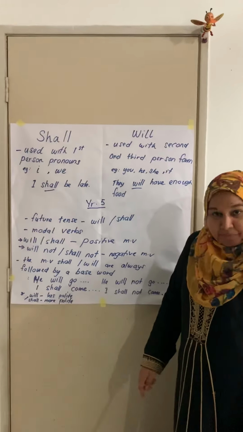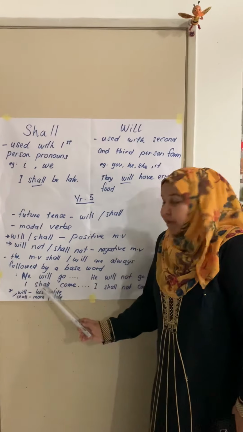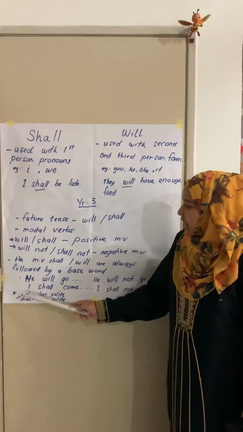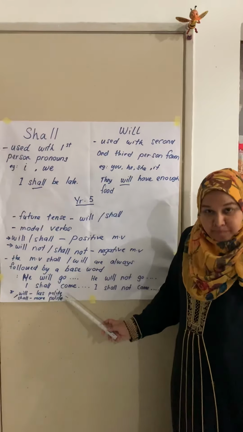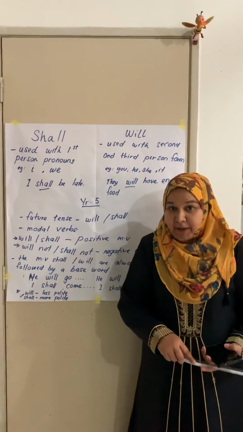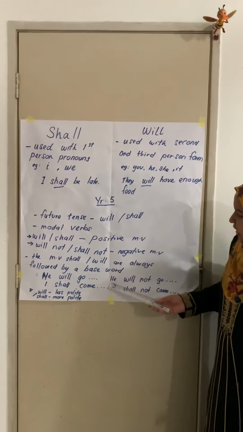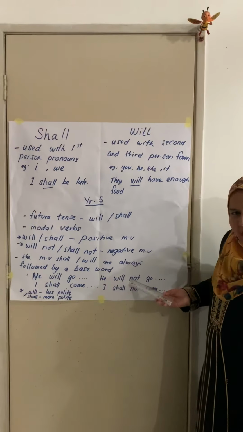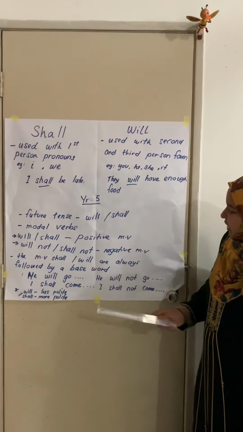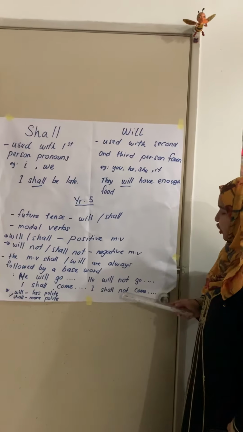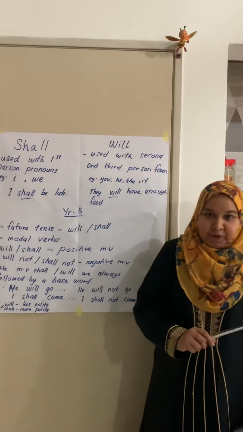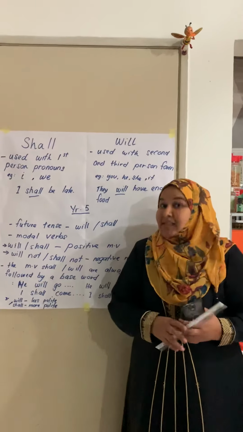The modal verbs shall and will are always followed by a base word. For example, he will go. I shall come. That is for the positive one. If you move on to the negative modal verb: he will not go, and I shall not come. That is only the example.